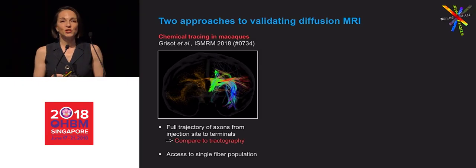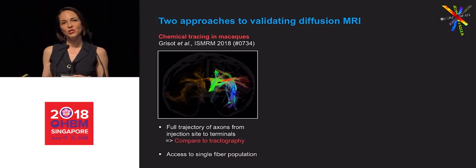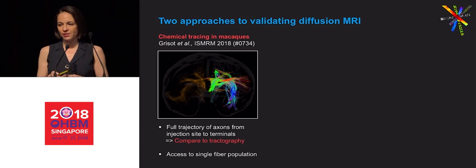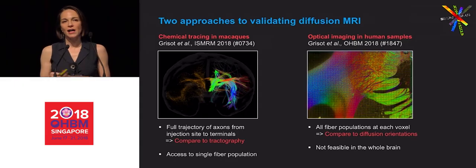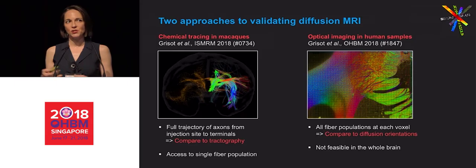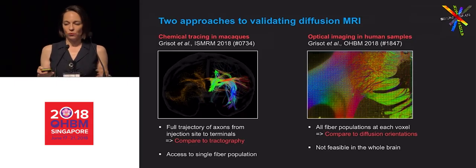But it does not allow us to validate fiber orientation distributions, for example, because at every voxel in the image, we have the axons that are connected to the injection site, but not all the other axons that are crossing. On the other hand, in the work that I'm presenting today, we have direct measurements of axonal bundle orientations at microscopic resolution from optical imaging, and this does allow us to reconstruct all the different fiber populations at each voxel and compare to diffusion orientations. This at the moment is not feasible, however, on the whole brain, and so that's why we cannot use this to validate long-range tractography.